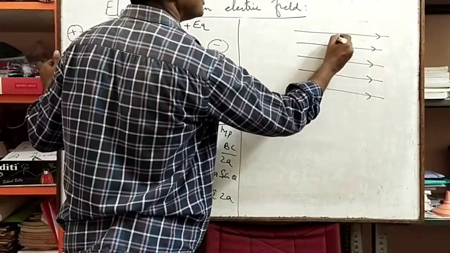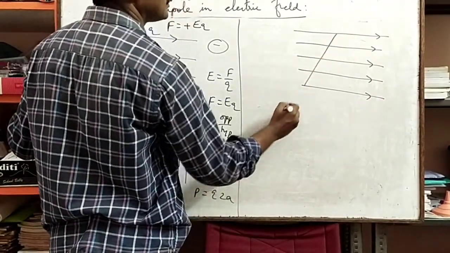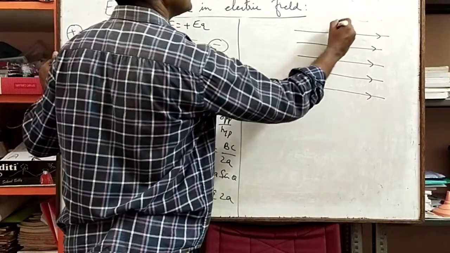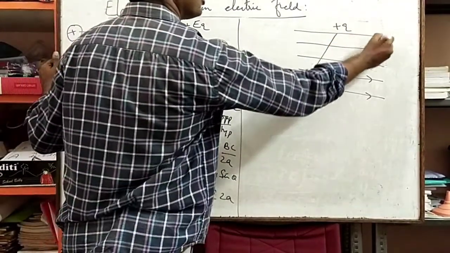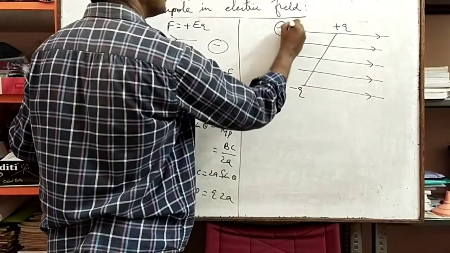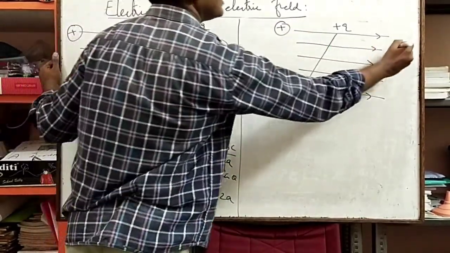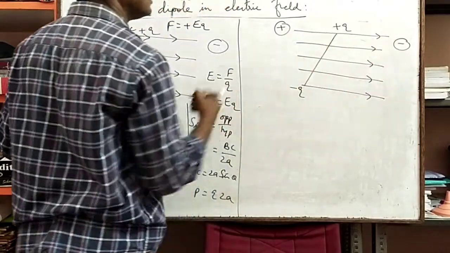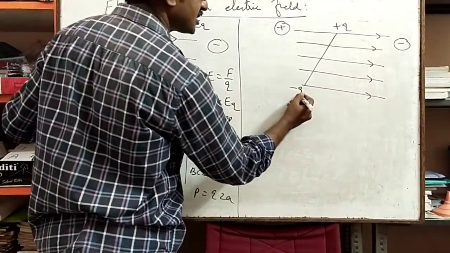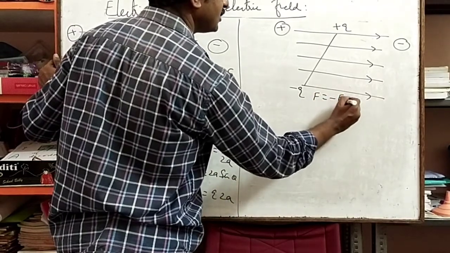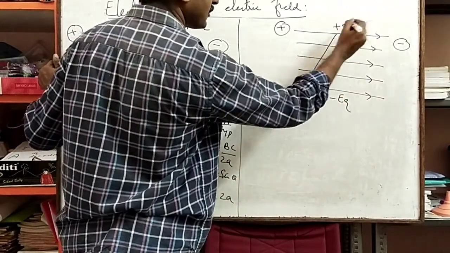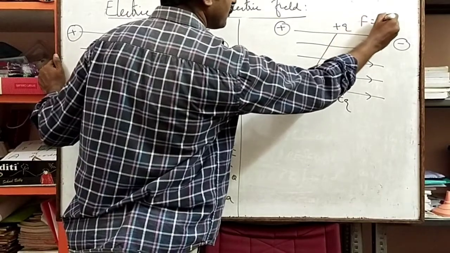Imagine the electric dipole is kept like this in the electric field. Minus Q is here and plus Q is there. The arrow marks indicate that the positive side of the electric field is the left side and the negative side is the right side. The force experienced by minus Q is F equals minus EQ. The force experienced by plus Q is F equals plus EQ.